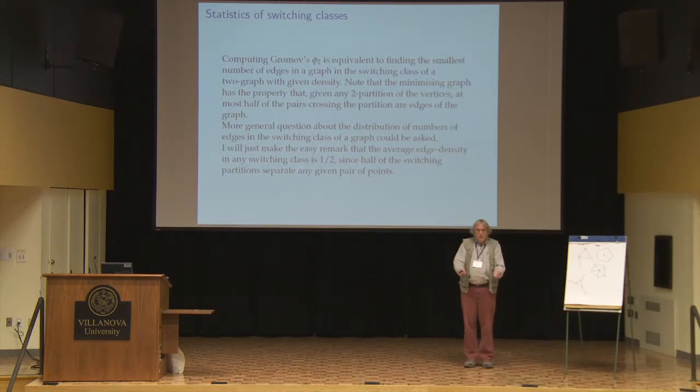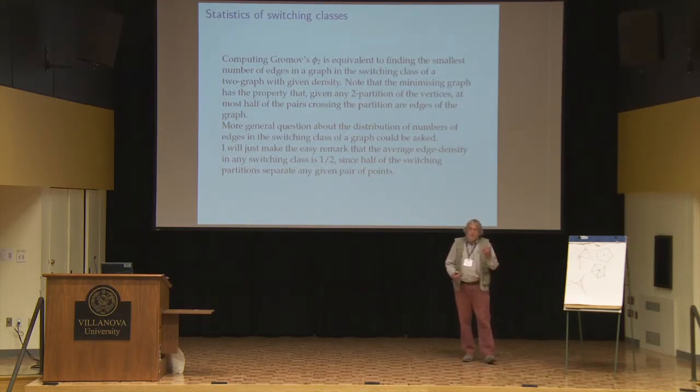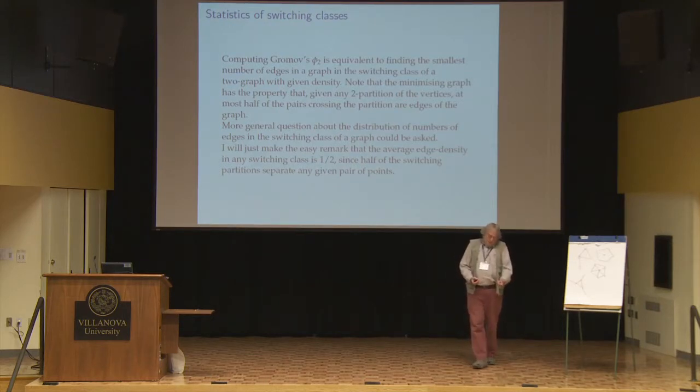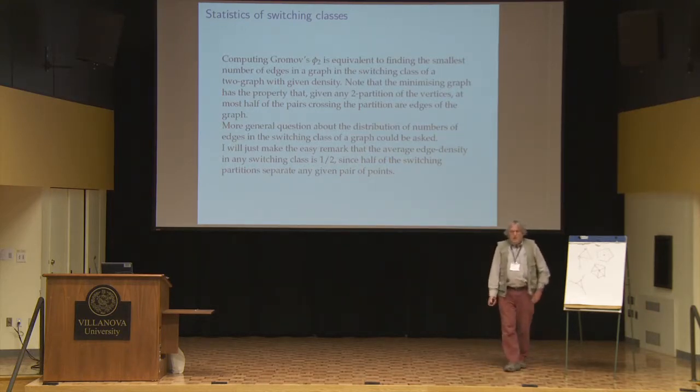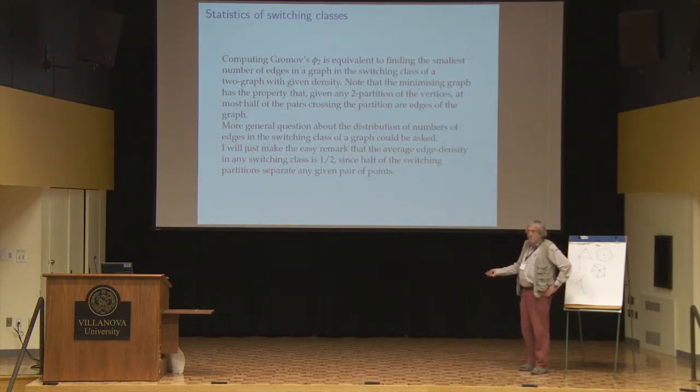Well, if they're joined by an edge in one graph, then they will be joined by an edge whenever I switch with respect to a set that doesn't separate them. If I switch with respect to a set that does separate them, that'll become a non-edge. So all you need to observe is that the number of sets that don't separate these two and the number of sets that do separate them are equal, and they are. It's 2 to the n minus 1 of both, so that's how this comes out. So the average is always a half.